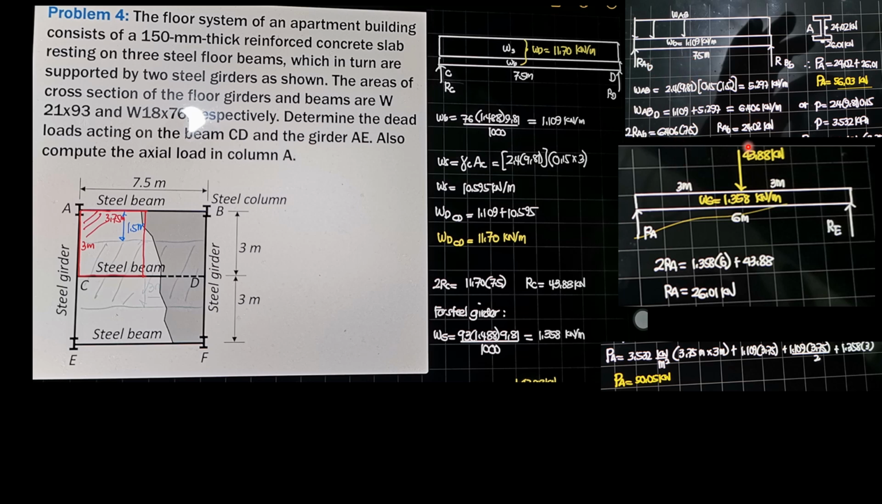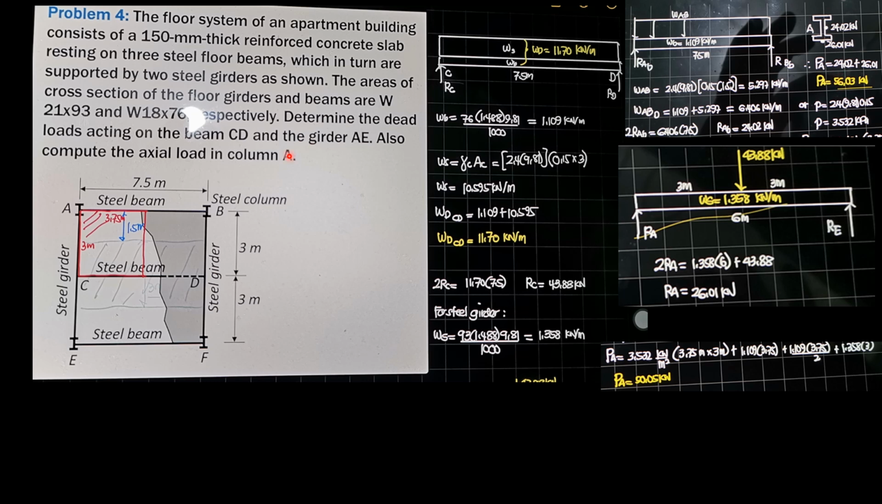So RAB is 24.02 kilonewtons. Focusing on column A, at the bottom side, the reaction is RA for the girder, which is equal to 26.01 kilonewtons. Then on this side here, the reaction at A due to the steel beam AB is equal to 24.02.